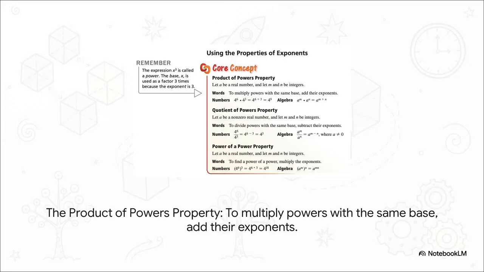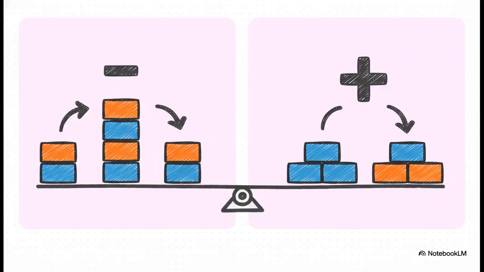Of course there is, and it's called the product of powers property. It's super straightforward. When you multiply powers that have the same base, you just add their exponents together. That's it. So 4 to the power of 6 times 4 to the power of 3 just becomes 4 to the power of 6 plus 3, which is 4 to the power of 9. So much easier.